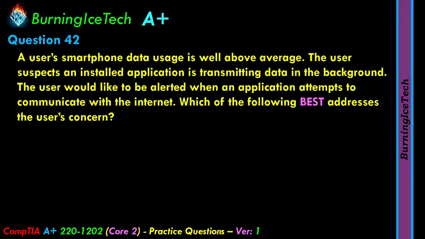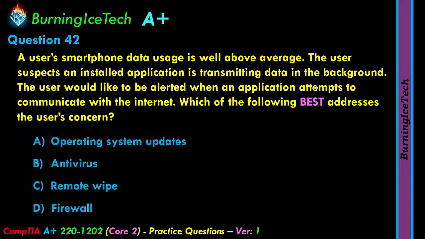A user's smartphone data usage is well above average. The user suspects an installed application is transmitting data in the background. I mean, isn't that the truth? That's normally always the case. The user would like to be alerted when an application attempts to communicate with the internet. Which of the following best addresses the user's concern?